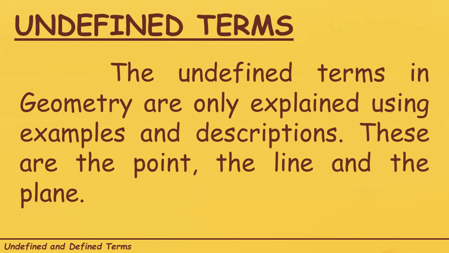Undefined terms. The undefined terms in geometry are only explained using examples and descriptions. These are the point, the line, and the plane. So there is no exact definition of these undefined terms. We can just describe them, we can just give examples using this. Let's now talk about the three undefined terms. Let us start with point.